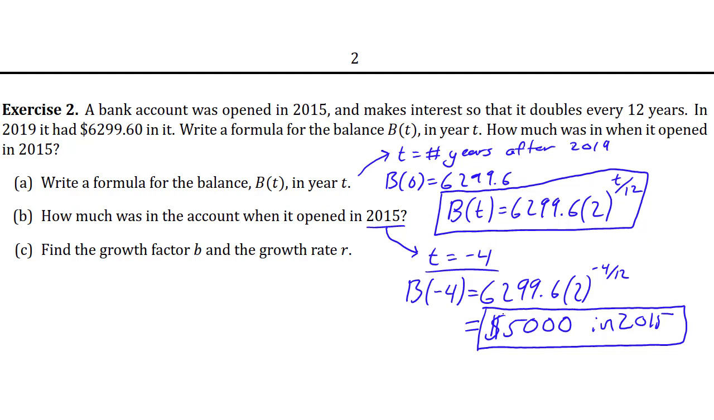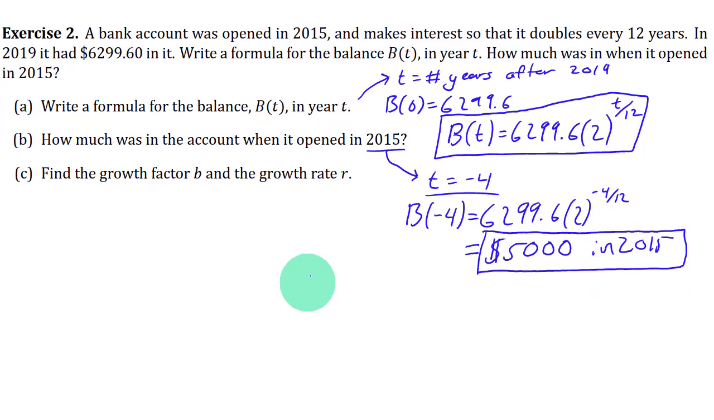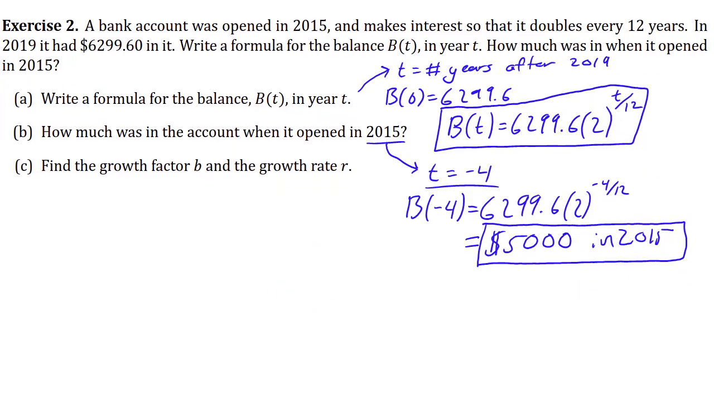And if you did this with t represented a different way, either the number of years after 2015 or the number of years after year 0 AD, then you'd be plugging different numbers into a different formula, but hopefully it results in the same 5,000. Okay, so let's find the growth factor b and the growth rate r.